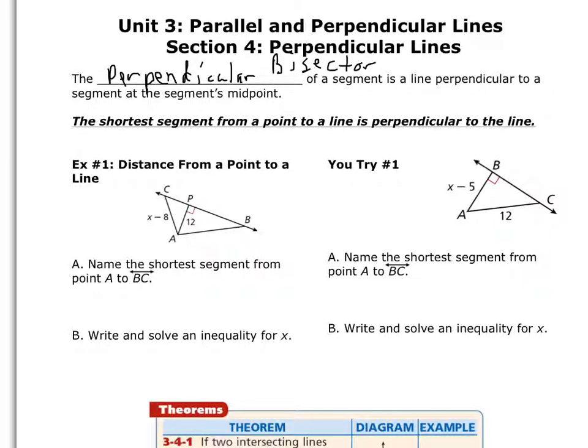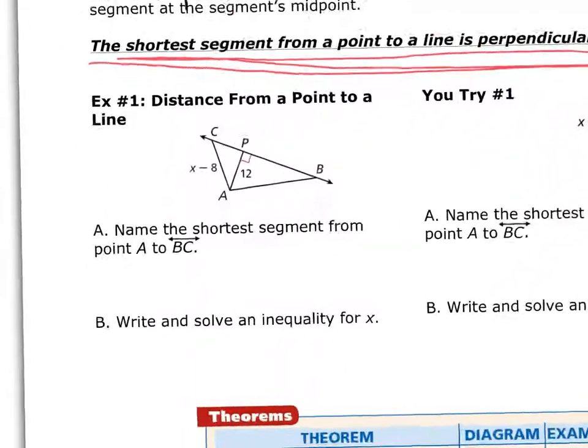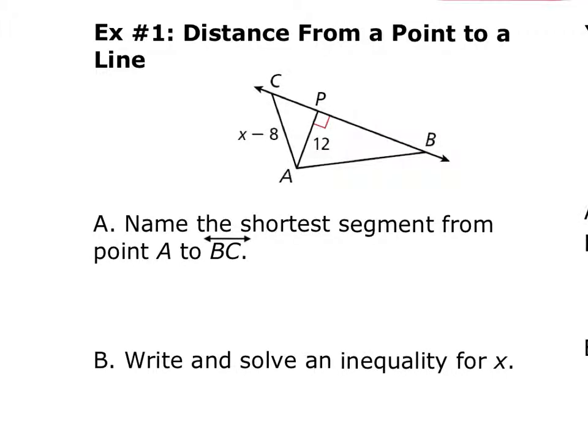Okay, so the main thing you need to know from this first part of this section is that the shortest segment from a point to a line is perpendicular to the line. Remember, perpendicular just meaning it forms a 90-degree angle. So the shortest segment from a point to a line is perpendicular to the line. You're going to be given some examples like this on your test.